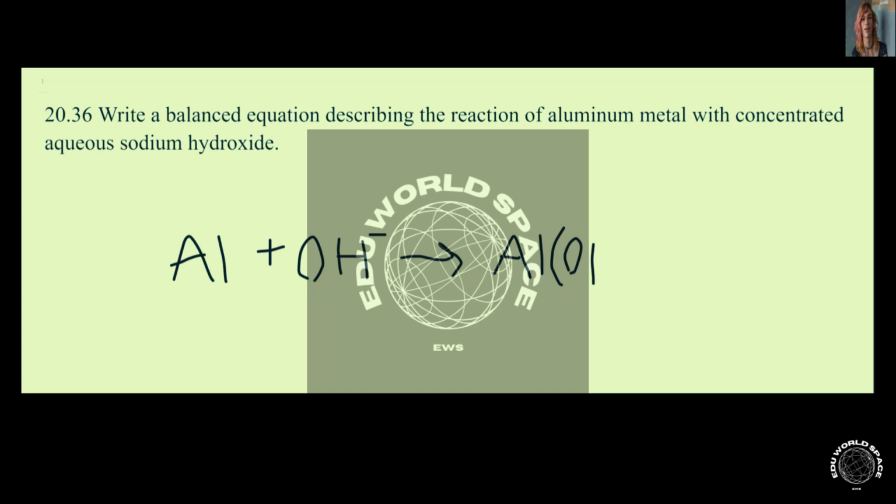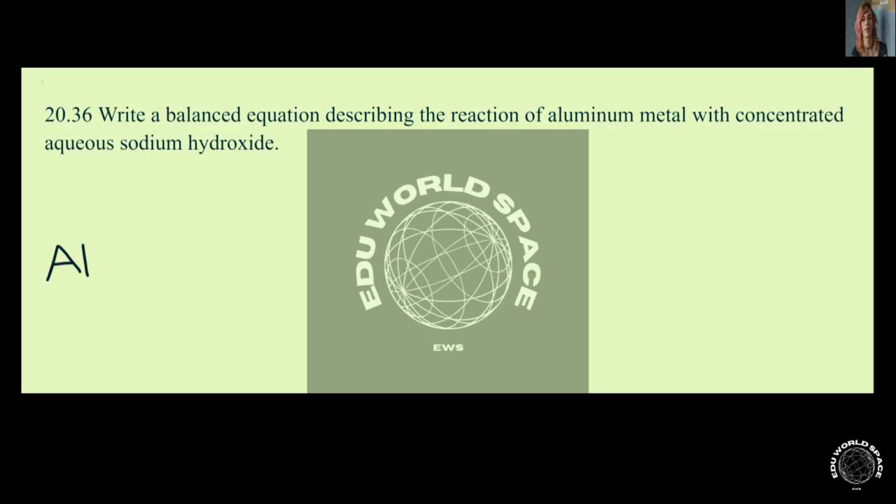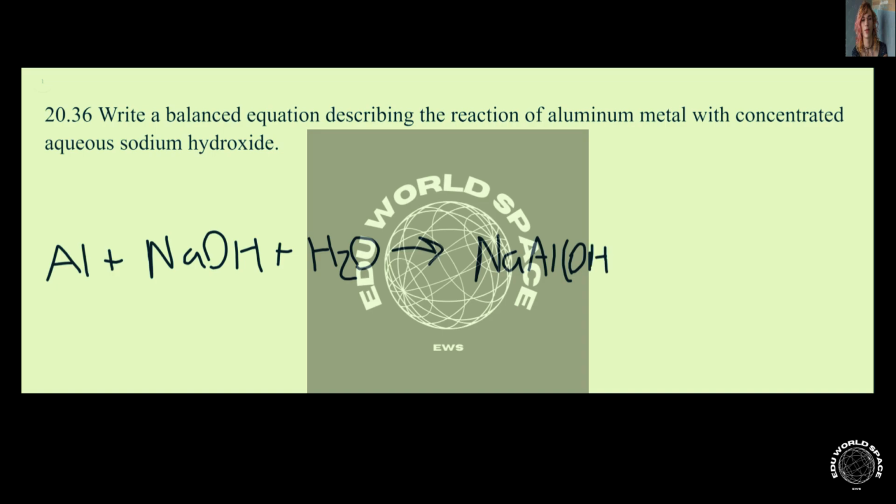So let's write out the full reaction and then balance it. So we have aluminum plus sodium hydroxide. And then since our sodium hydroxide is aqueous, we know that we also have H2O. And then the product we're going to form is our sodium aluminum OH4. So there we go. So we need to balance this.